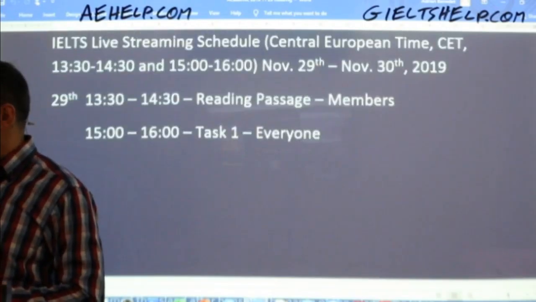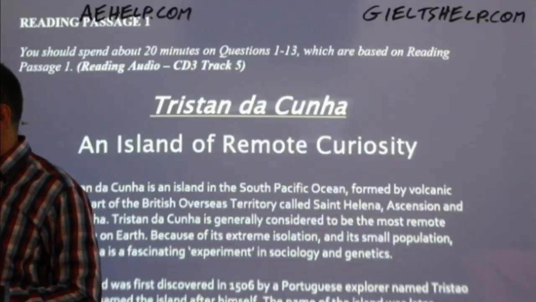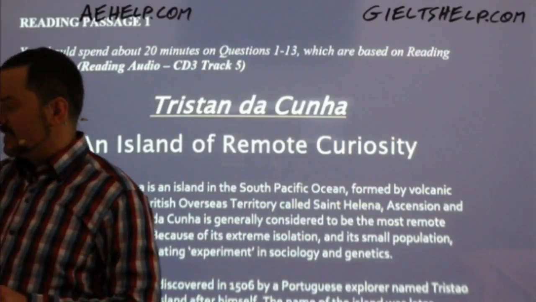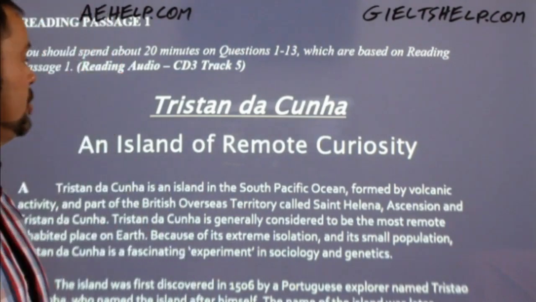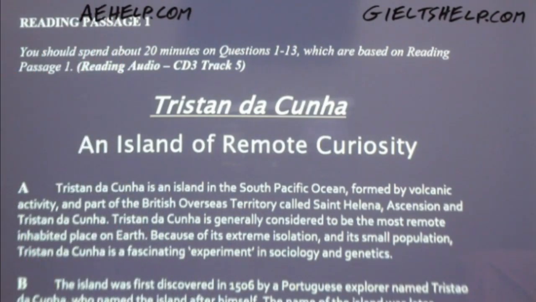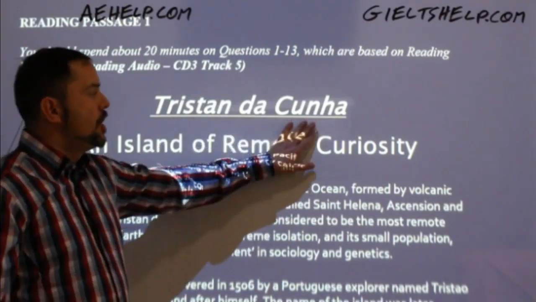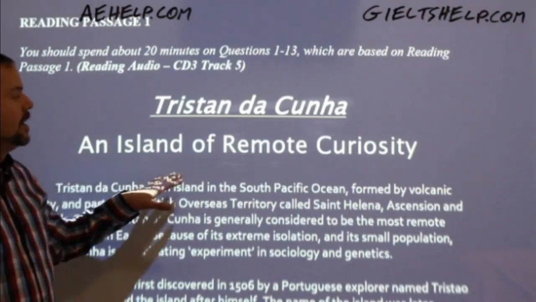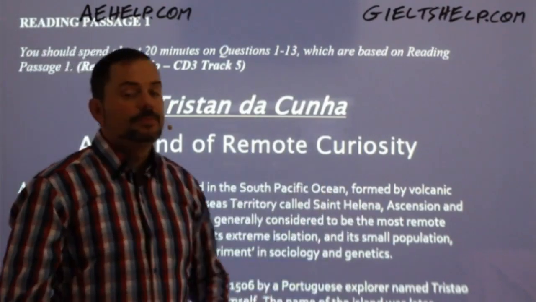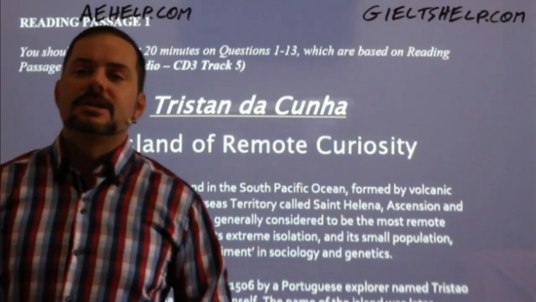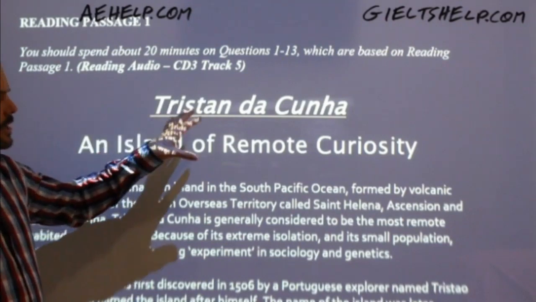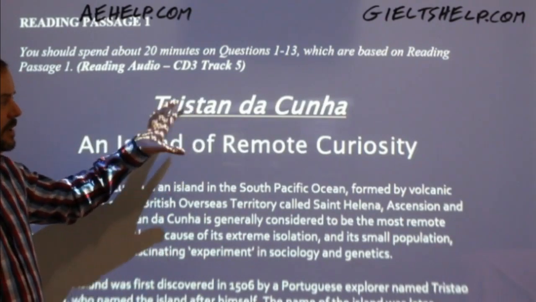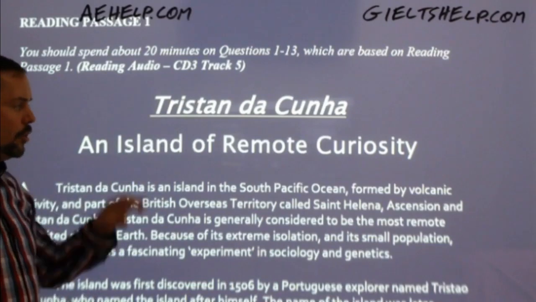All right, so let's get into today's lesson. This is coming from our first exam book. This is test number 2. And here we are looking at the title, Tristan da Cunha, an island of remote curiosity. When you read this title, Hassan, Mauro, what comes to mind? So what do you think this passage might be about, just when you're looking only at the title?